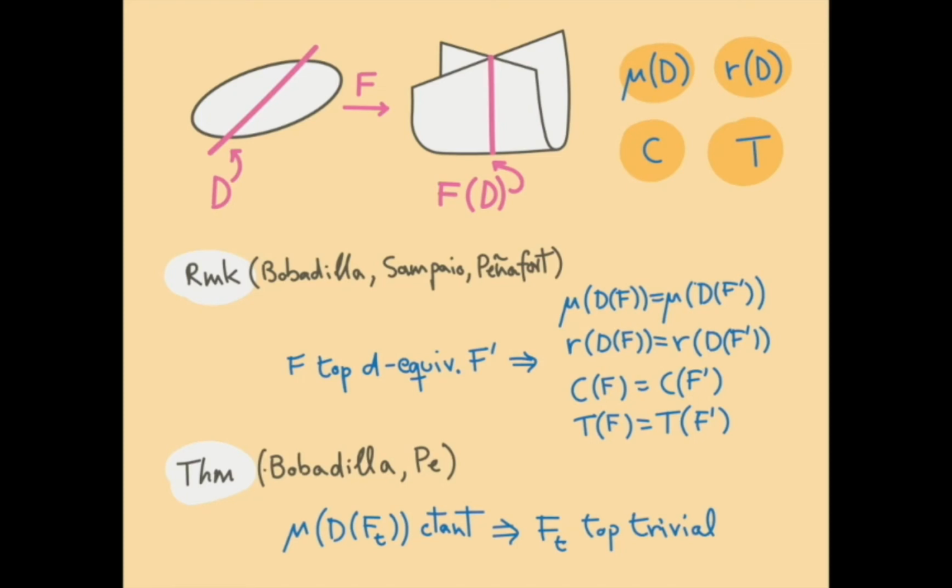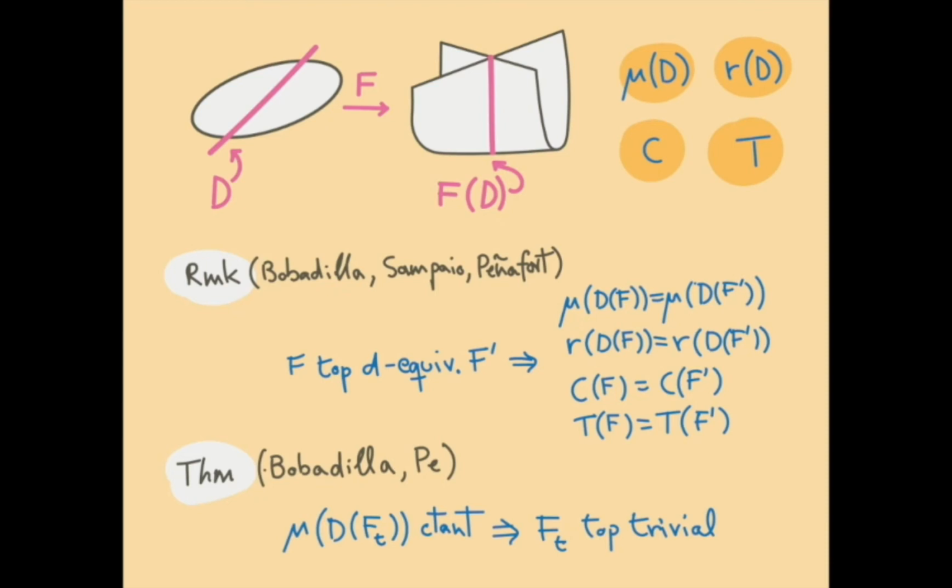Since they were introduced, these numbers were known to be A invariant. But last year, Javier Bobadilla, Edson Sampaio, and I showed that they are actually topologically invariant. However, we found out later that this result could be recovered just by combining previous works from Lê, Némethi and his student Pinter, Siersma, and Van Straten. So we ended up just writing a note and uploading it to the archive.